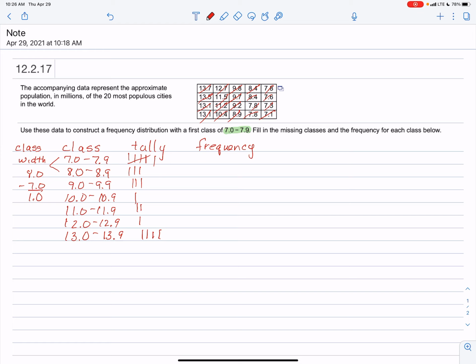So my frequency would be, if I add the tally marks, I have 6 data items in that first class, then 3, 3, 1, 2, 1, and 4. That would be our frequency distribution.